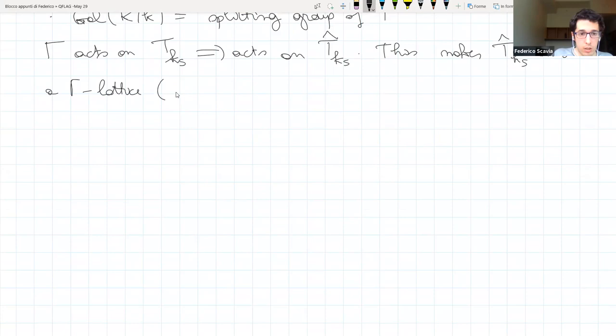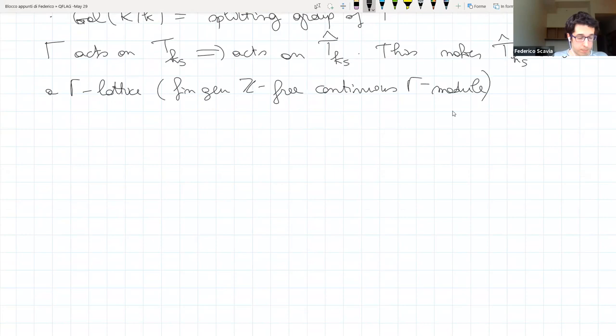Which means it's a finitely generated Z-free continuous Γ-module. It's actually discrete, so the action factors through this finite quotient, the Galois group of big K over small k. So it's continuous where I put the discrete topology on the module. Okay, and this association, this functor, gives an anti-equivalence from the category of k-tori to the category of Γ-lattices.